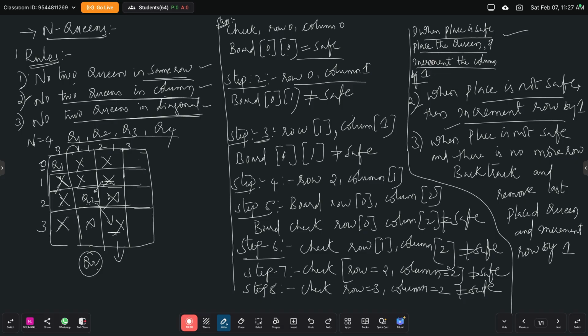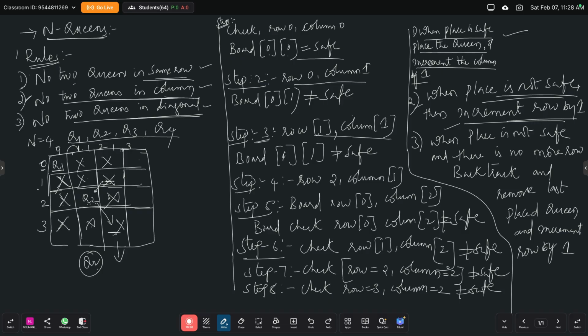Now, what is our second rule? When the place is not safe, just increment the row by 1. Now we are incrementing our row by 1, which means we are at first column and first row. That is step 3: first column and first row.